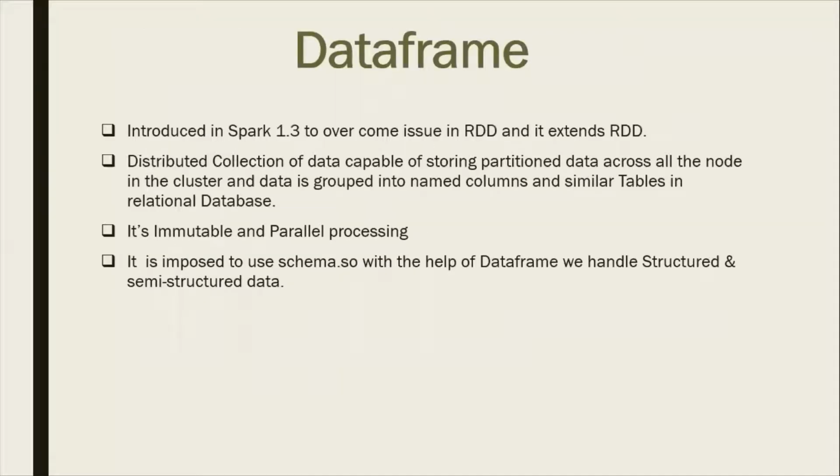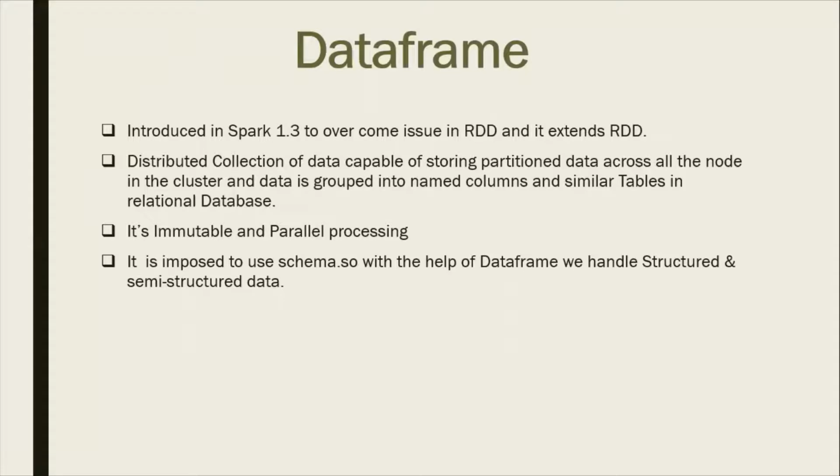Let's discuss DataFrame. It was introduced in Spark 1.3 to overcome the issues in RDD, but the DataFrame extends RDD only. It is a distributed collection of data capable of storing partitioned data across all the nodes in the cluster. The data is grouped into named columns, similar to tables in a relational database, which means the data in the DataFrame is available across all the nodes in the cluster but is grouped into named columns, just like data in relational database tables, where each column has a name and similar data types and similar data.